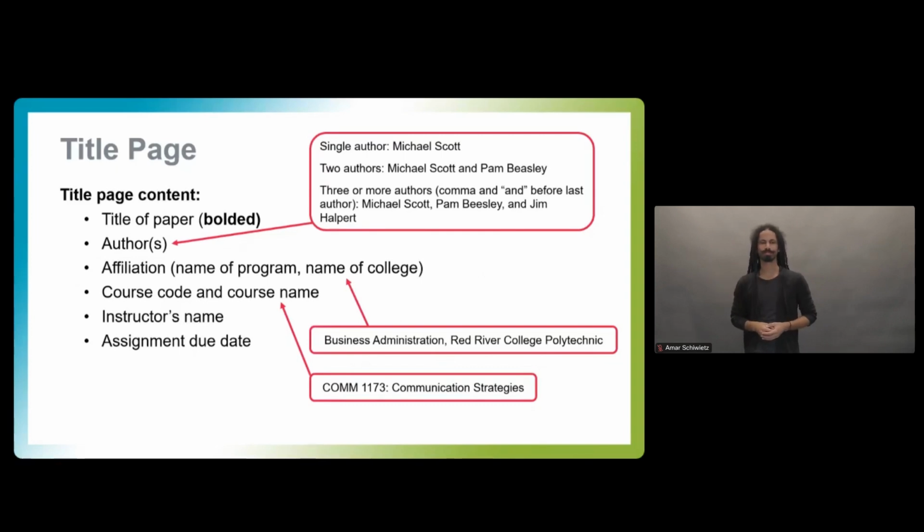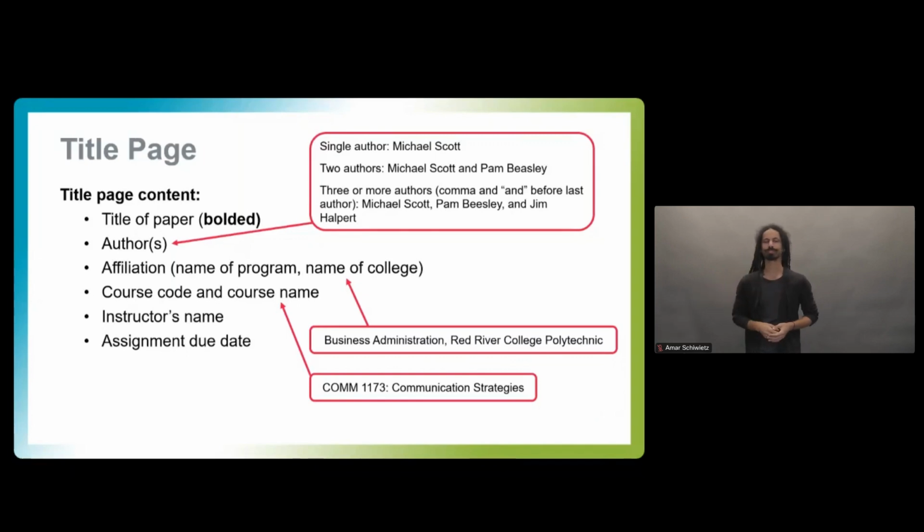Affiliation, just to review, so if you're in the business administration program, this is what it would look like for you. Business administration, comma, that's your program, and the name of your college is Red River College Polytechnic. Don't forget the "nic". I think lots of people just write Polytech. Don't forget, we're a Polytechnic. That's the full name. Then your course code and course name come next. So here's an example, right, COM 1173, colon, communication strategies.